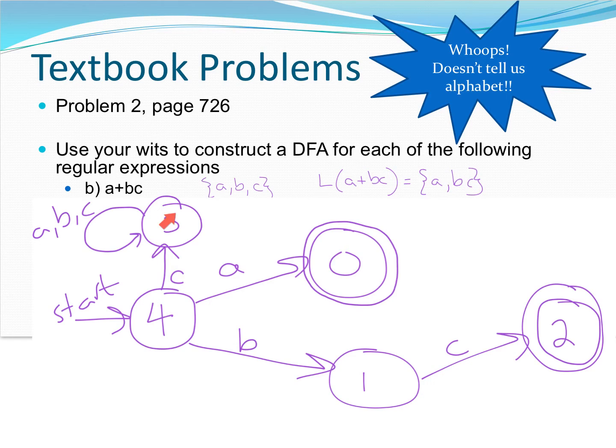And state 3 has A, B, and C going out, so that's good. What happens about state 0? So if we've seen an A, we accept. But after we see that A, if we see anything else, we reject, right? Because the only string that has an A in it is an A by itself. So we need to reject if we see anything else.